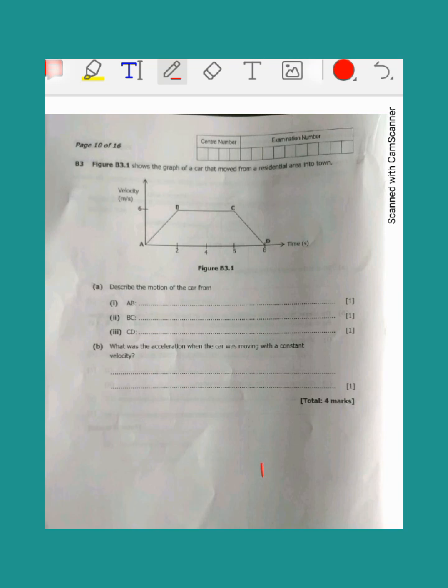So we need to describe the motion of the car from AB. So AB, it is this part. That is where AB is. So when you look at this part, since this side is where the velocity is, we'll be able to see that as the car was moving from A to B, the velocity there was increasing. It is not uniform. It is also not constant, but it is increasing. So we need to understand. Now, in this case, we're also seeing that the acceleration was constant.